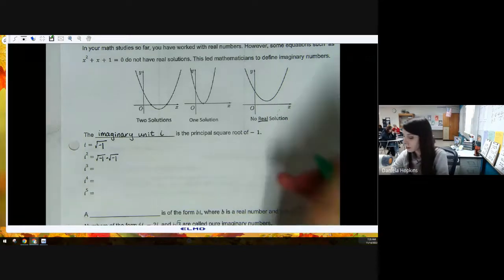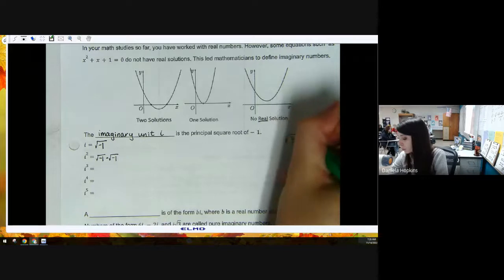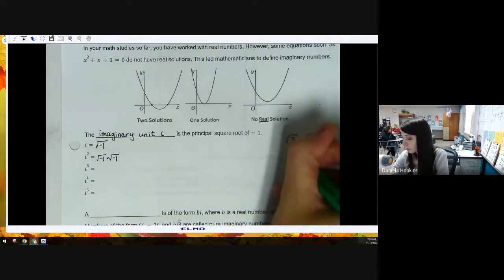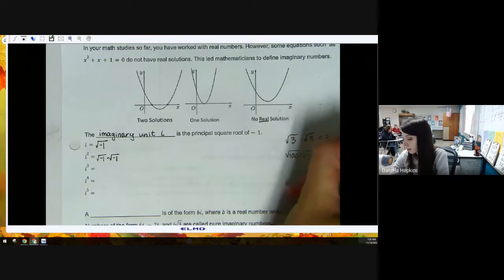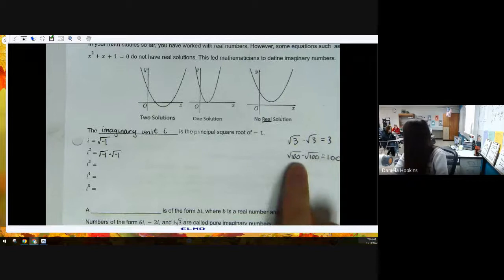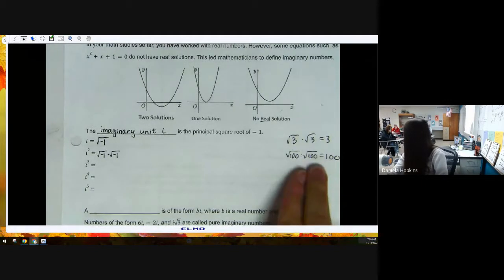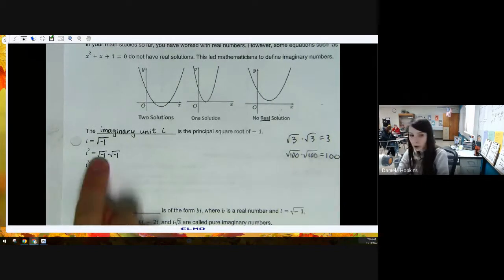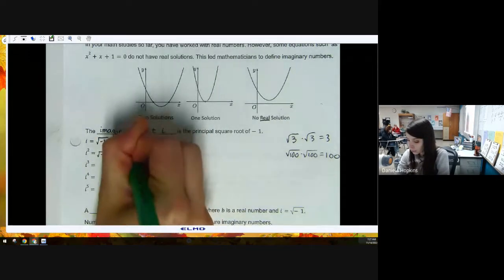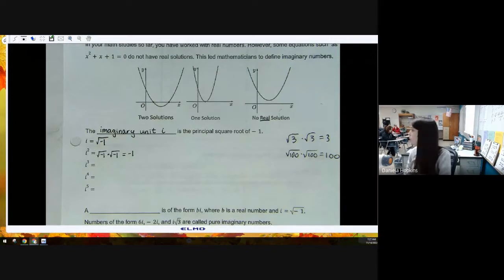Like, if you don't write this down, but if you do the square root of 3 times the square root of 3, it's 3. If you did the square root of 100 times the square root of 100, it's 100. It's just by definition, like how these square roots work. Anytime you have a pair, if you multiply them together, you just get that inside part. So the square root of -1 times the square root of -1 is just -1. So I squared is -1.